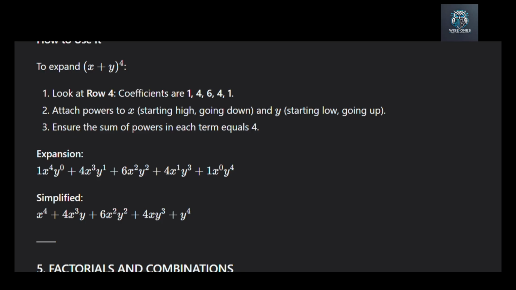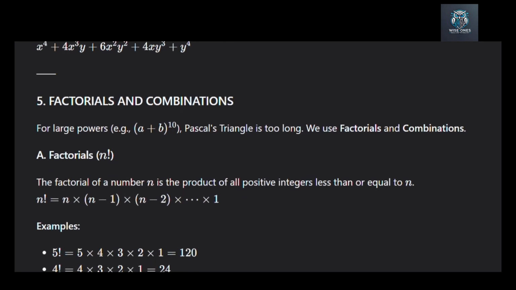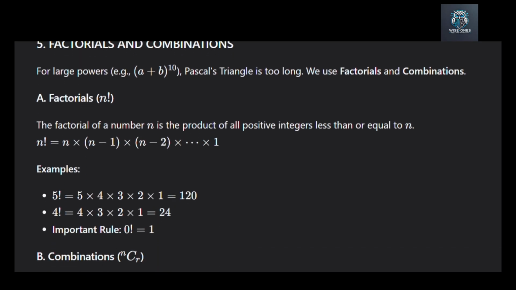However, what if the power is very large, like 10 or 20? Drawing Pascal's triangle that big is difficult. So we use a formula involving factorials and combinations. This is section 5 of our lesson. First, let us understand factorials.